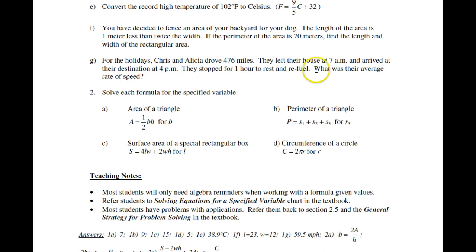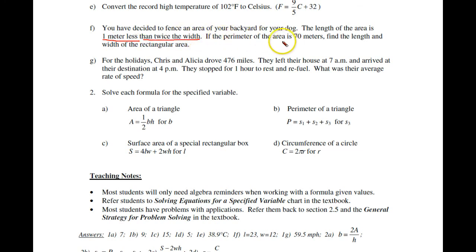Now in example F, we have sort of a word problem. You have decided to fence an area of your backyard for your dog. The length of the area is 1 meter less than twice the width.